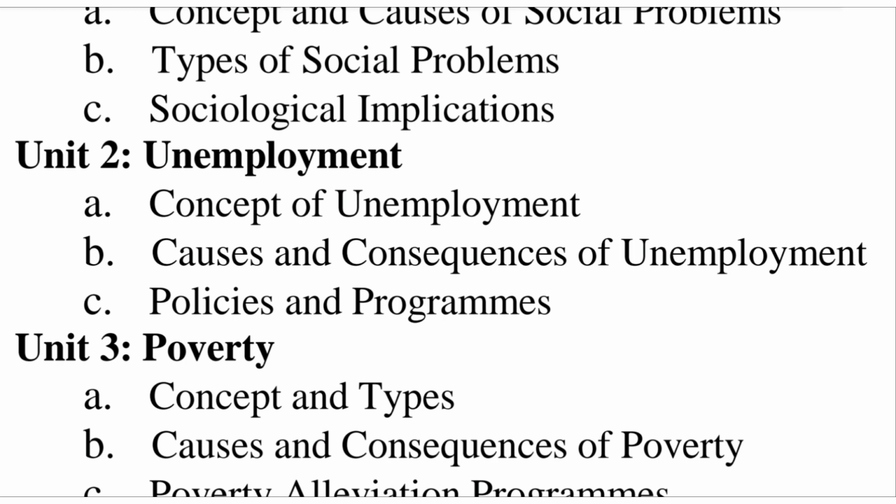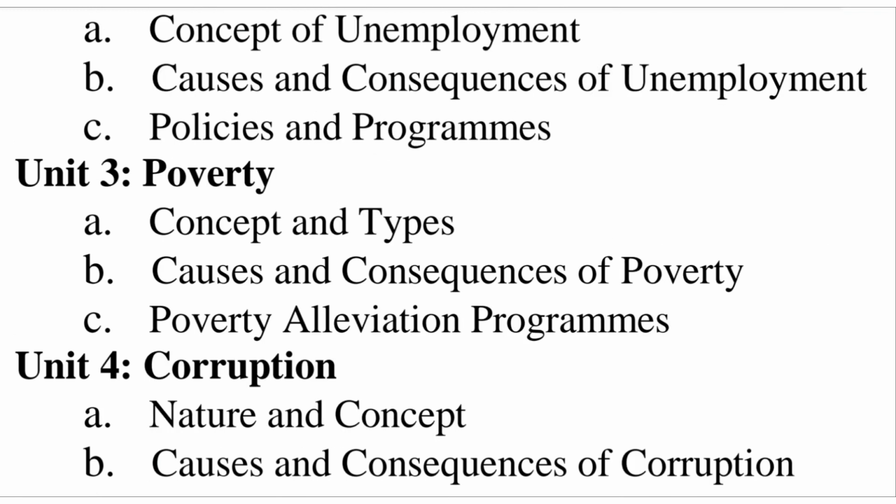Unit second is Unemployment, and in this unit you have to study A. Concept of unemployment. B. Causes and consequences of unemployment. C. Policies and programs related to eradication of unemployment. Unit third is Poverty, and in this unit you have to study A. Concept and types of poverty. B. Causes and consequences of poverty. C. Poverty alleviation programs.